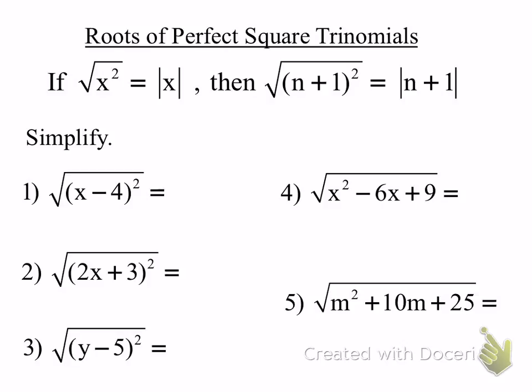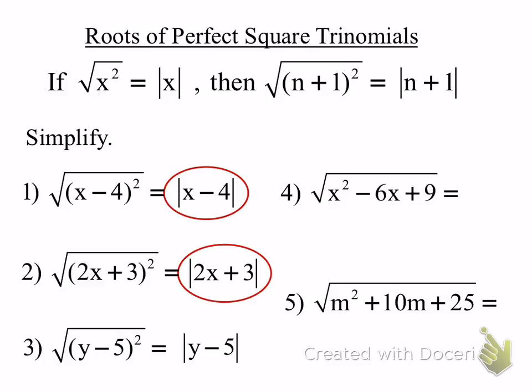So what's this one going to be? Number 1, x minus 4 to the first, absolute value. Absolute value of x minus 4. Next one, number 2, raising a quiet hand, Maddie. Absolute value of 2x plus 3. Good. Next one. Absolute value of y minus 5.